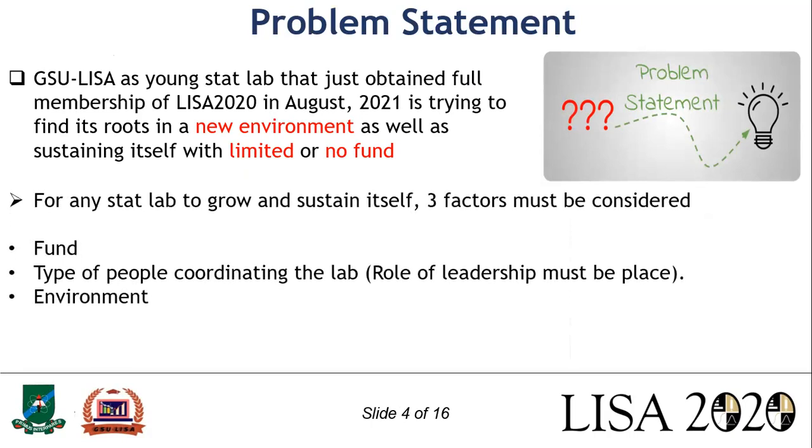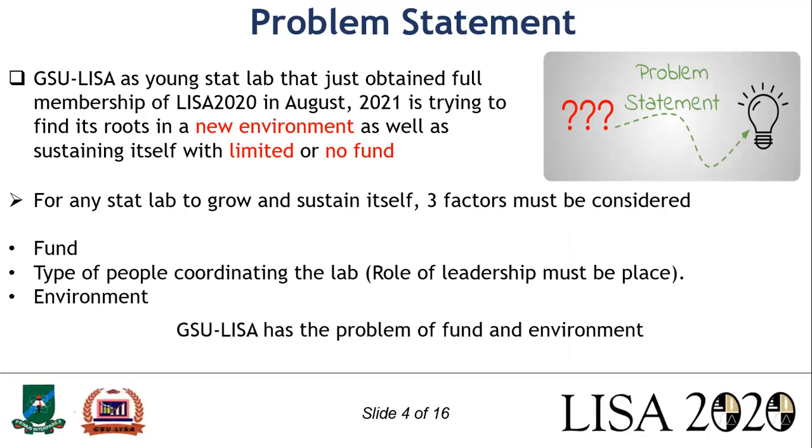For any statistical lab to grow and sustain itself, there are three main factors that must be considered. Number one is funds. Number two is the type of people coordinating the lab, which needs good leadership so that everyone joining the lab will feel comfortable to be part of it. And also environment, where the lab can flourish, where people can understand the importance of the lab, and that having the lab around them is a must. So GSU-LISA has the problem of funds and environment.